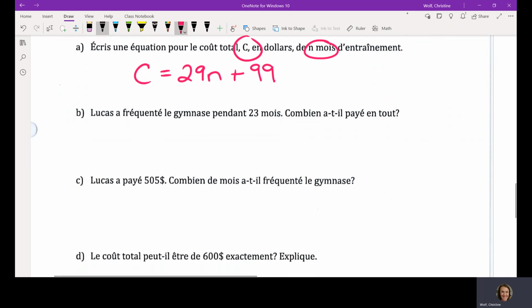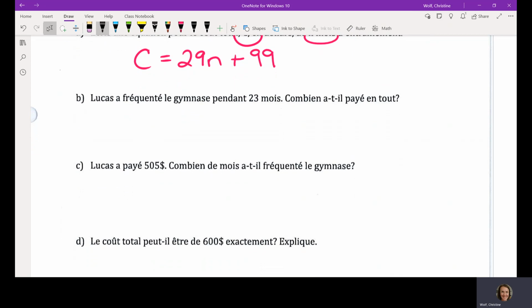OK. Lucas a fréquenté le gymnase pendant 23 mois. Combien a-t-il payé en tout? Easy. So, le coût égale $29 pour les 23 mois plus le $99. So, on fait juste 29 fois 23. C'est 667. J'additionne le 99 et on voit que le coût, c'est 766.